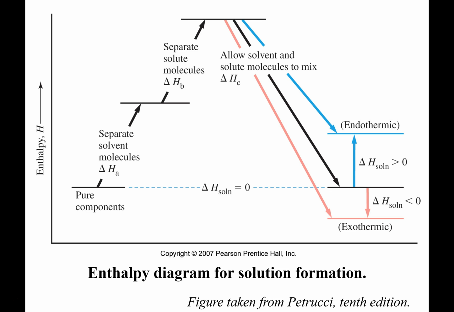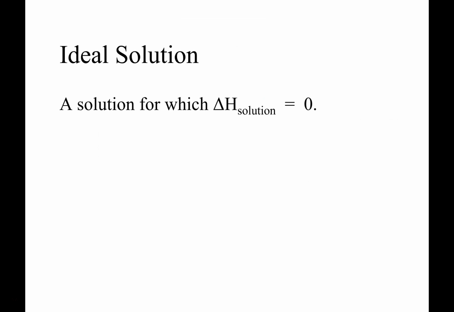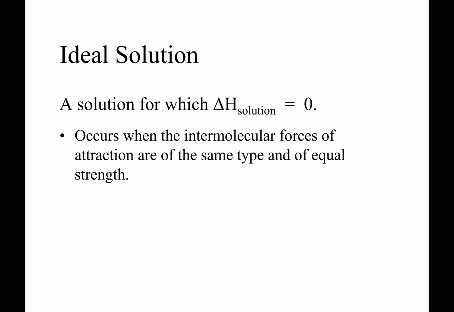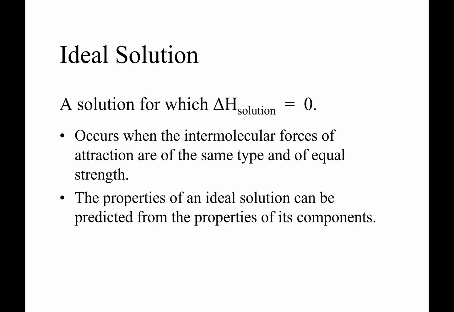It's possible you have a perfect, ideal solution in which the amount of energy that was required to break the intermolecular bonds of the solvent and the solute is exactly equal to the energy that was released when new bonds were formed. That's an ideal solution. So when would you get an ideal solution? Well, if you have similar bonds being broken for your solute and solvent as are formed when they come together. Similar type.